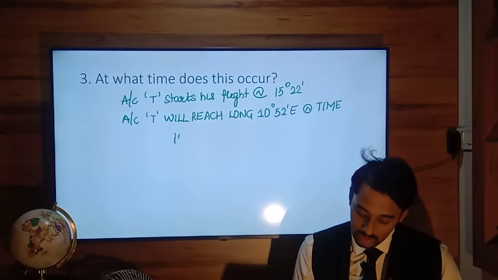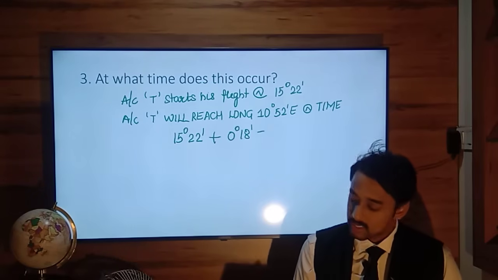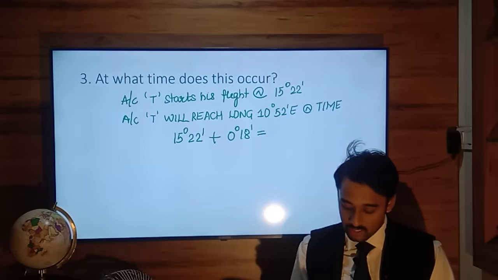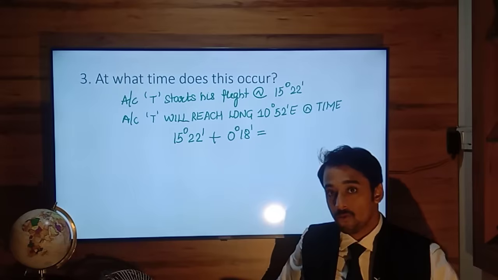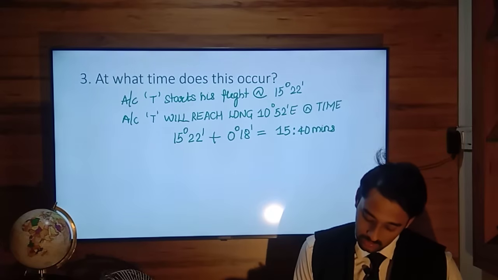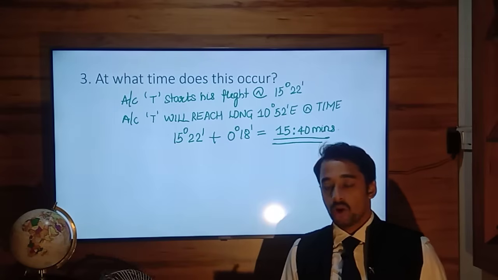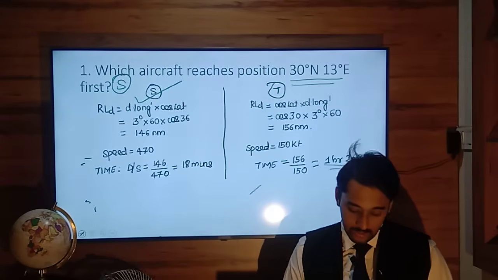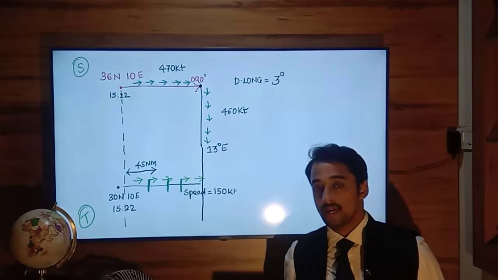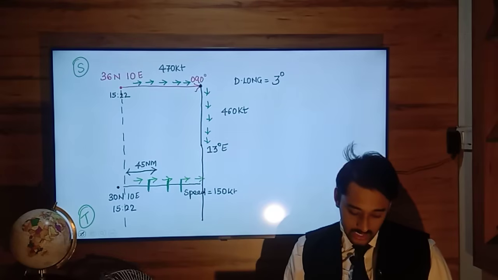So 15 hours 22 minutes plus 18 minutes. Use your scientific calculator: 15 hours 22 minutes plus 0 hours 18 minutes equals 15 hours 40 minutes. Okay, so at 15 hours 40 minutes your aircraft S will reach final longitude, but aircraft T will reach longitude 10 degree 52 minutes east. So this is the sum.